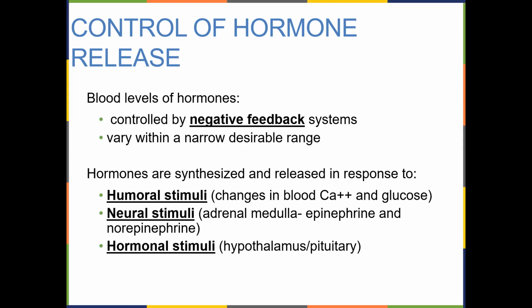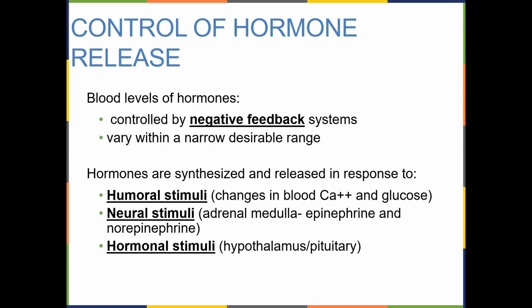If the hypothalamus detects that our thyroid hormone levels are too low, it will tell the thyroid gland to make more thyroid hormone. That is a hormonal stimulus. The hypothalamus will release thyroid stimulating hormone to act on the thyroid gland. The hypothalamus will tell the pituitary gland, make more thyroid stimulating hormone, which acts on the thyroid to make more thyroid hormone. So that is a hormonal response.